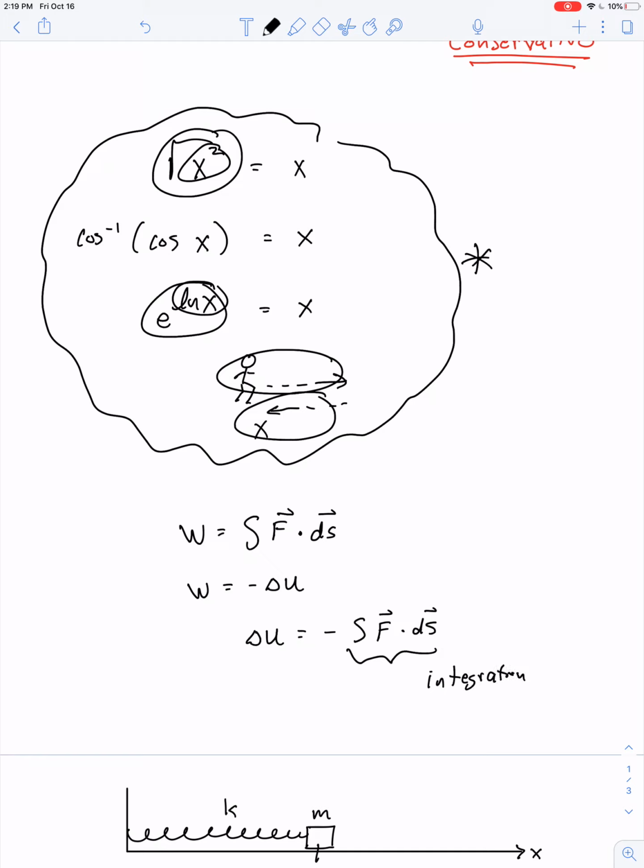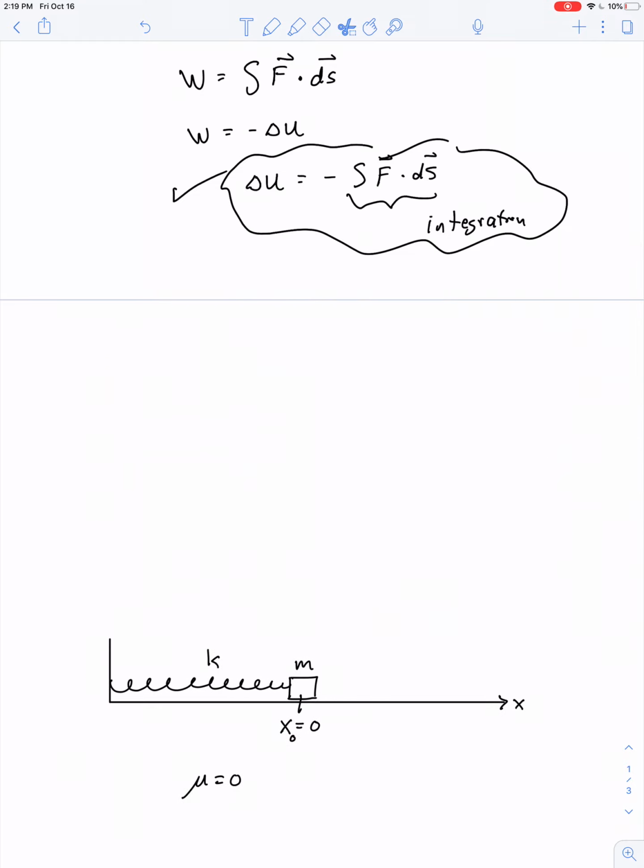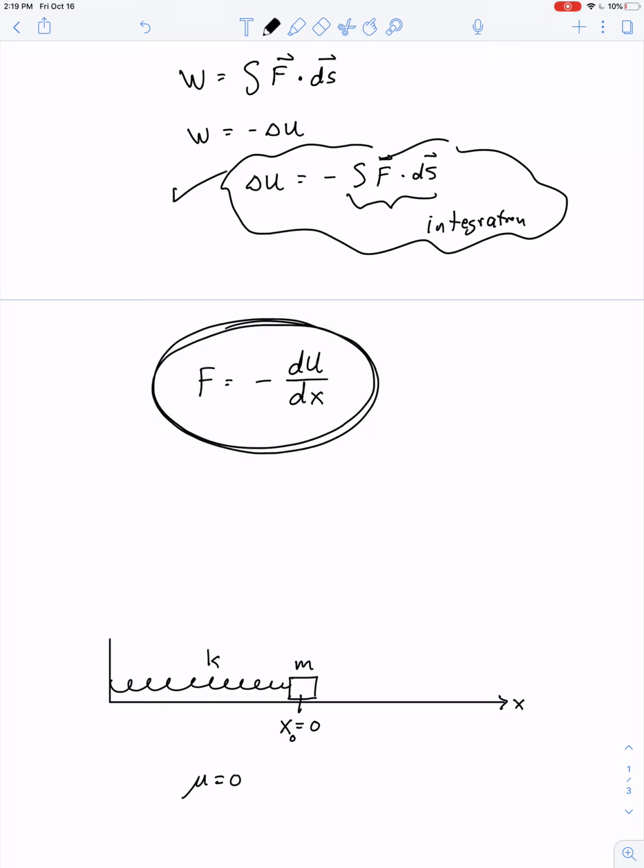What's the opposite of integration? Taking the derivative. So it should stand to reason, if this statement is true, then shouldn't it be true that force is equal to the negative of the derivative of potential energy with respect to position? That's the topic of study for the remainder of this unit, the relationship between force and potential energy.